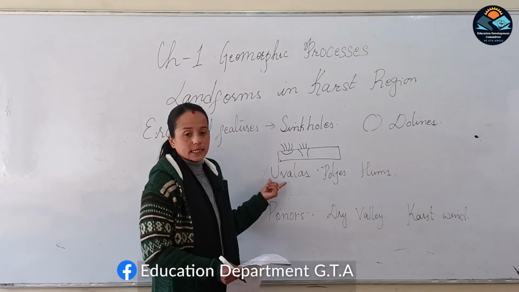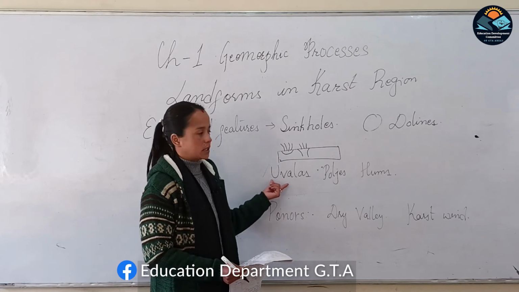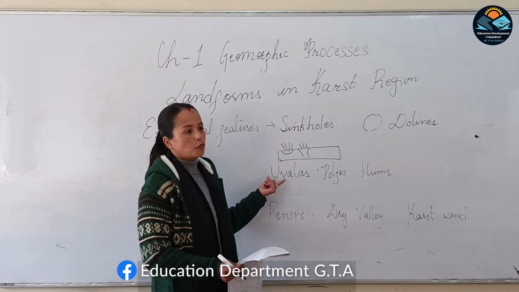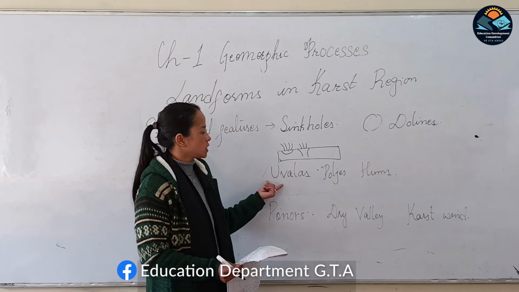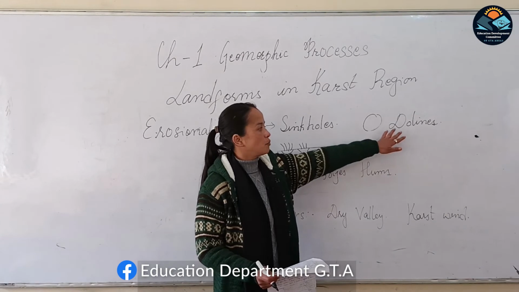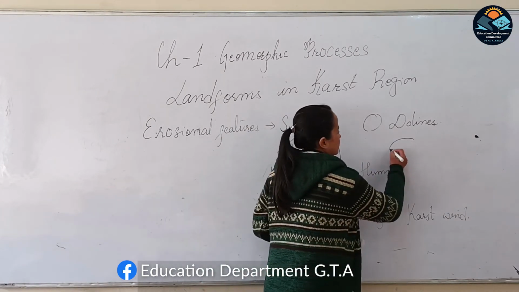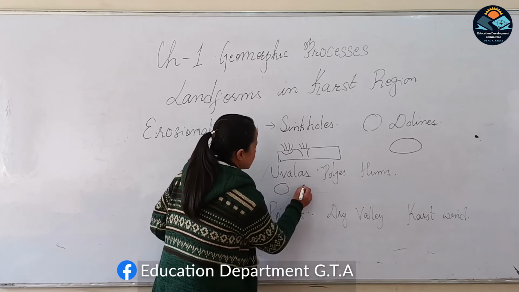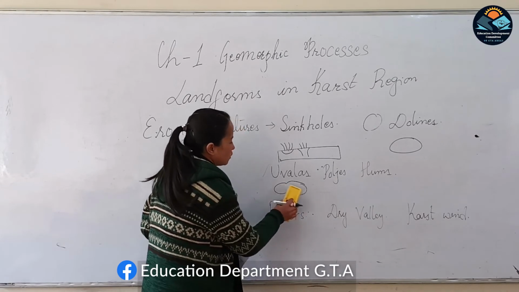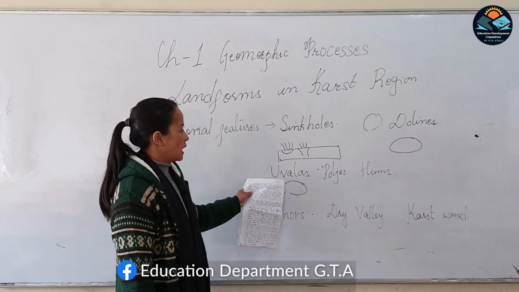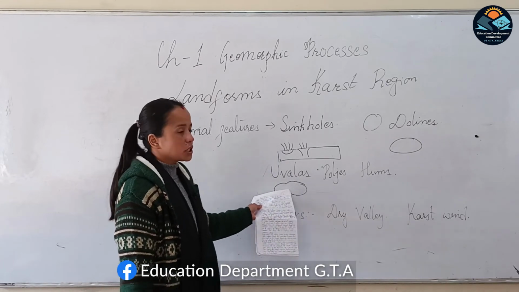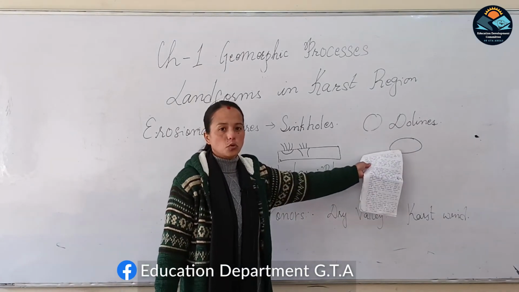Uvalas are also holes or depressions formed by the solvent action, by the process of solution and carbonation. Uvalas are formed by the joining of many dolines. That means dolines are the bigger holes, and when many dolines join together, they form bigger holes, which are known as uvalas. So a uvala is also a hole in the limestone region, but much larger in size compared to dolines.